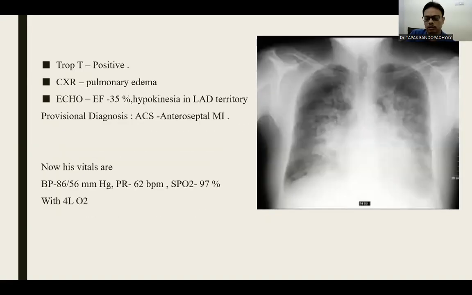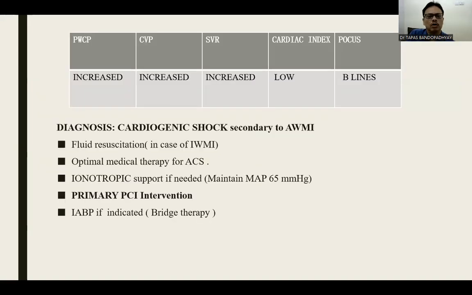So what will be the hemodynamic parameters? There is a cardiogenic shock secondary to anterior infarction, and you can jolly well understand the cardiac index will be low. There will be B lines in the point of care ultrasound. The pulmonary capillary wedge pressure will be raised. The central venous pressure will be raised. The systemic vascular resistance will be raised.